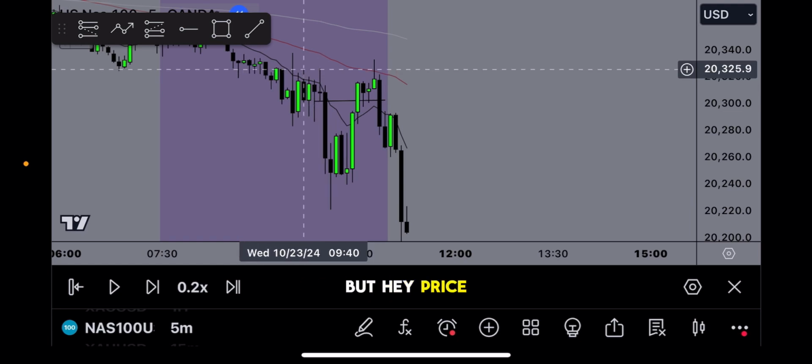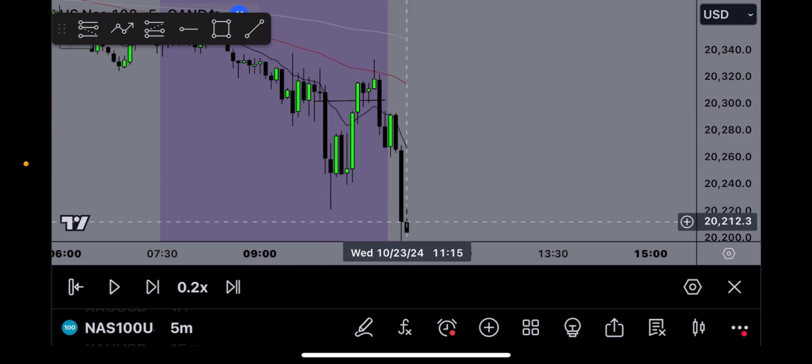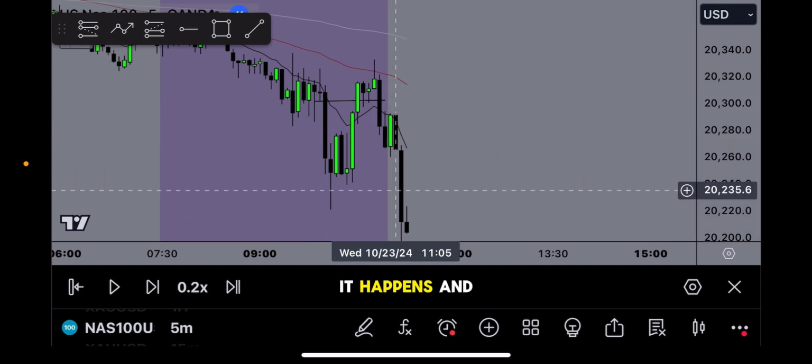But hey, price was in the right direction. Even though you took a loss, and price literally wicked you out by one wick, by a couple points that hit your stop loss, and you lost, and then price just went your direction, it sucks, but it happens.